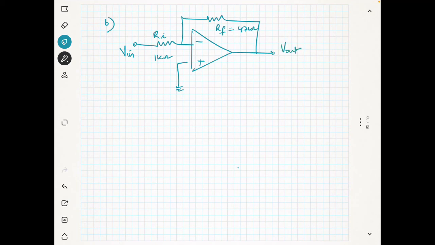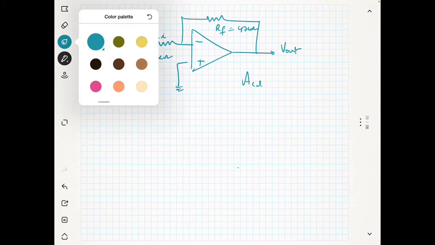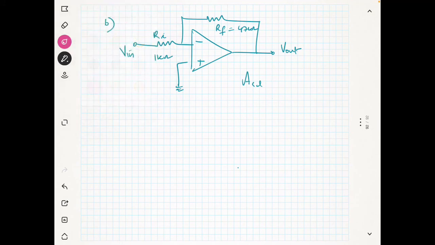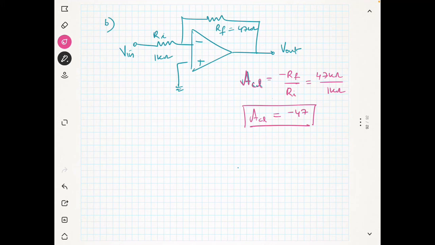Okay, now what is the gain of this amplifier? The closed loop gain, we can easily find it. The closed loop gain for this amplifier is equal to minus Rf by Ri, which is equal to 47 kilo ohm divided by 1 kilo ohm, which is equal to minus 47. So this is the closed loop gain. Okay, we got the closed loop gain.